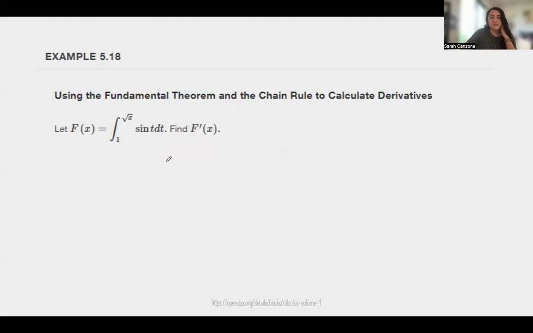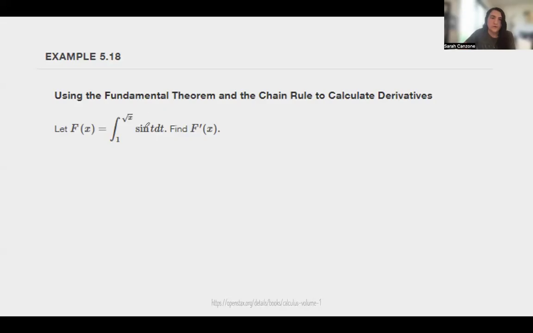All right, now let's do an example that's slightly more complicated. So given that capital F of x is the integral from 1 to the square root of x of sine of t dt, find the derivative. Again, it has to be the derivative. You cannot just say that the integral is plugging in the values, because that's not true.